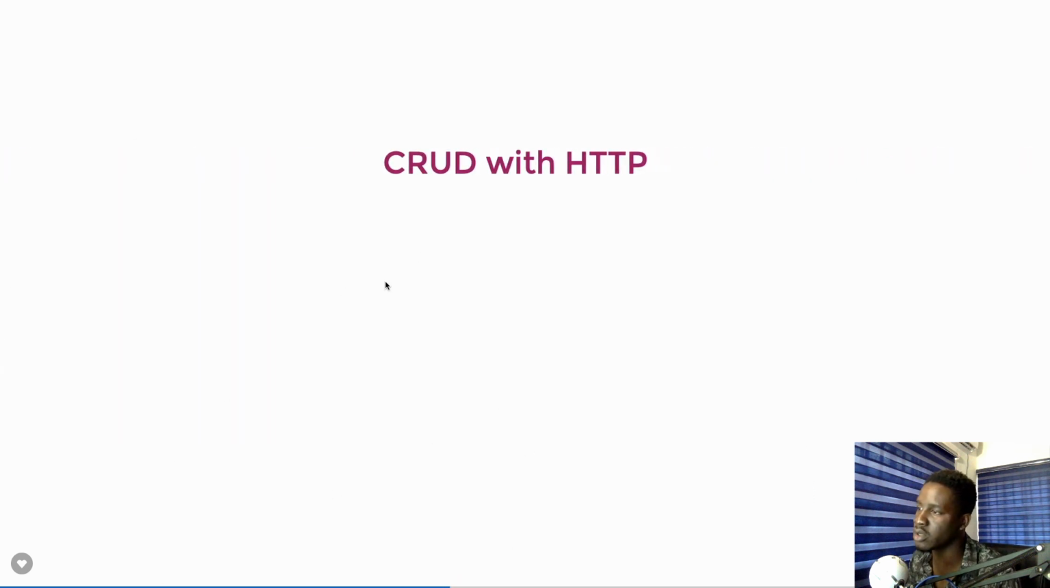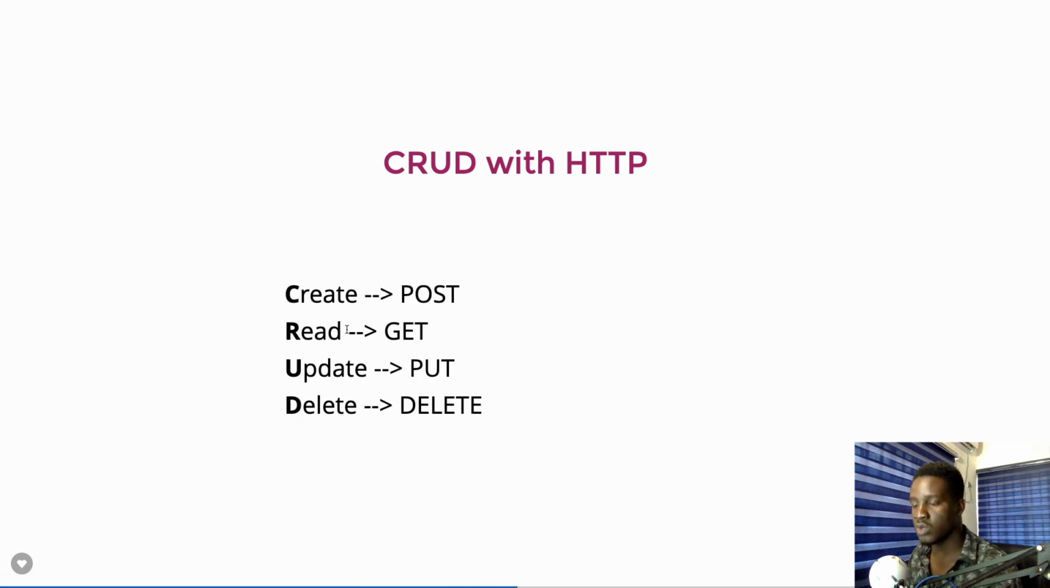So let us see CRUD with HTTP. When we're using HTTP, there are some HTTP methods that have been made available. For create, we are going to be using post. For reading, we are going to be using get. For updating, the HTTP method is put or patch, but we'll see which one we'll use. Maybe put. I'll tell you the difference when we talk about updating. And for deleting, the HTTP method is delete.